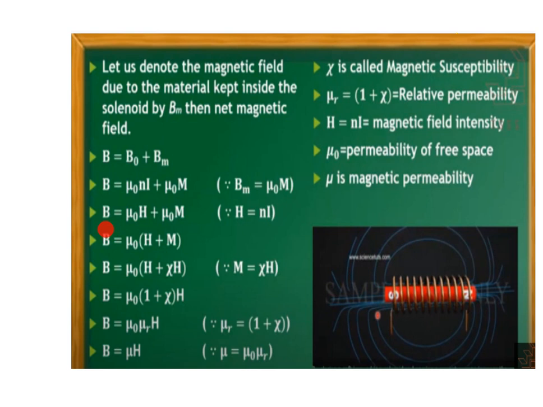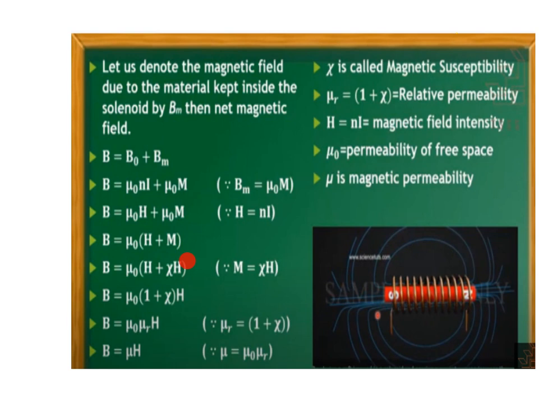What is the formula? The net magnetic field B is equal to mu naught H plus mu naught M. So here mu naught will be common. Therefore, net magnetic field B is equal to mu naught in bracket H plus M. What is H? H is called the magnetic field intensity. And what is M? M is called the magnetization.